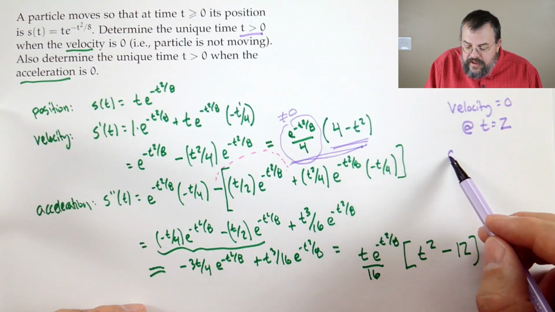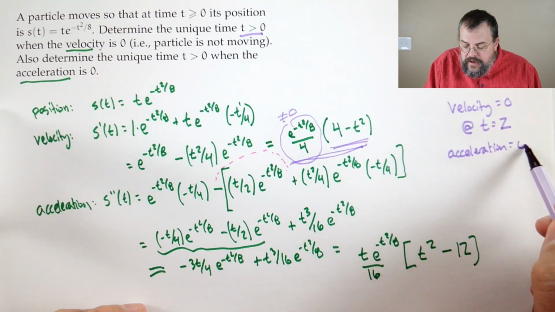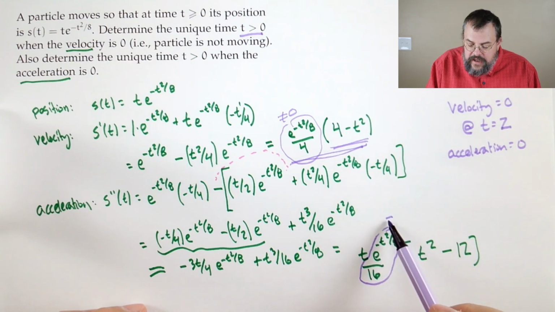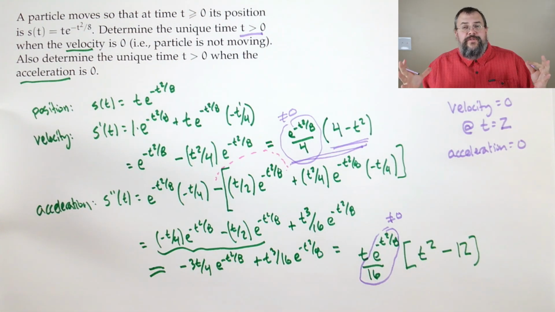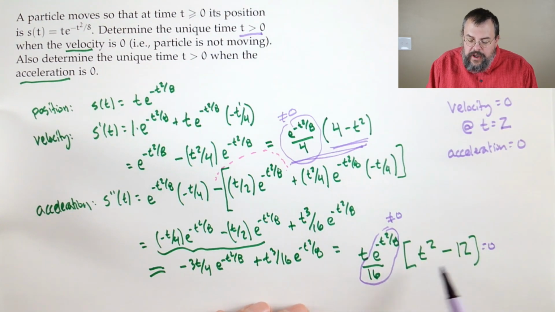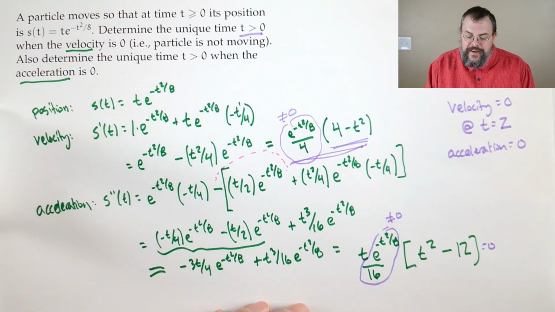All right, how about acceleration? So when does acceleration equal 0? Well, again, we go through and say, okay, this part here, the e to the minus t squared over 8, is definitely not 0. And by the way, one of the things you want to do is factor things, because if we're setting this equal to 0, then one of the things had to be 0. So we say, look, e to something is never 0, so that's definitely not causing my 0-ness.